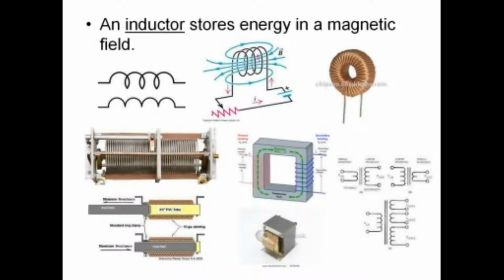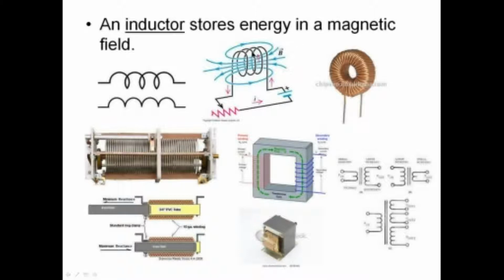Okay, an inductor stores energy in a magnetic field. An inductor is basically a coil. That should be easy to remember because you probably remember making an electromagnet by wrapping wire around a nail. And so you made a magnet with a magnetic field with the coil of wire.